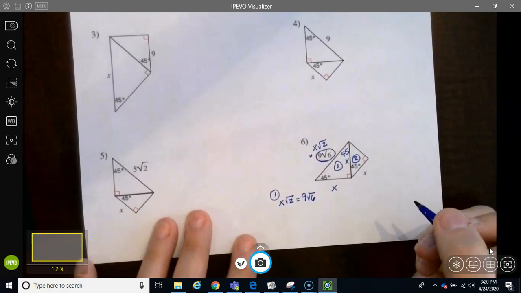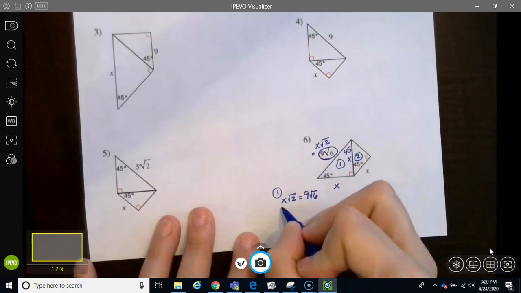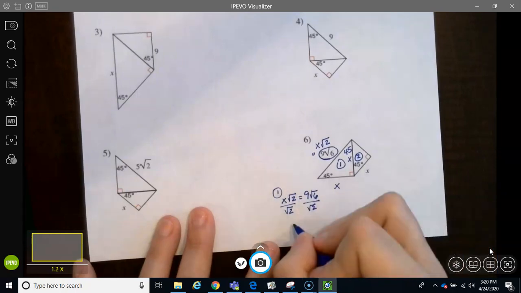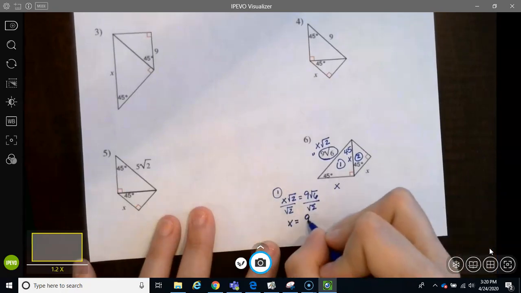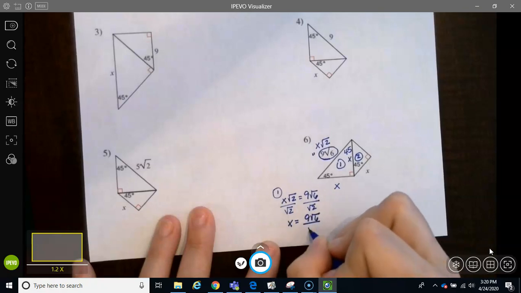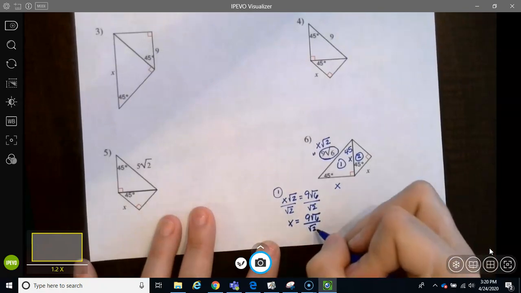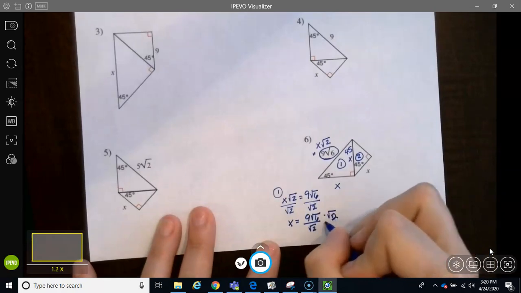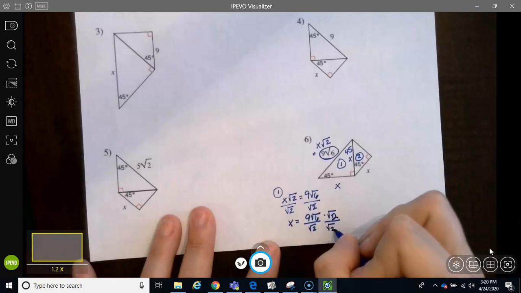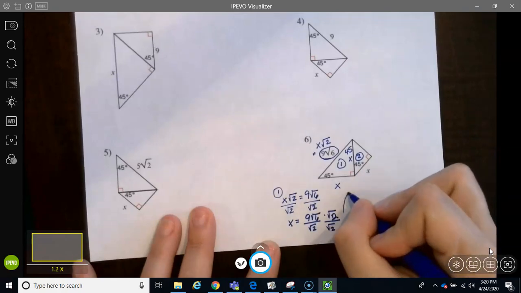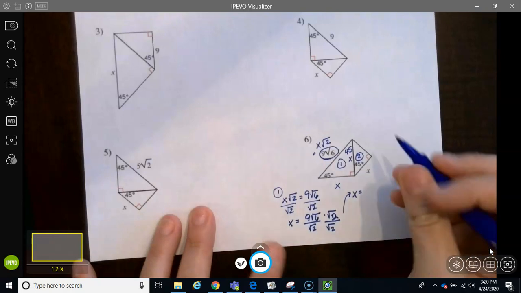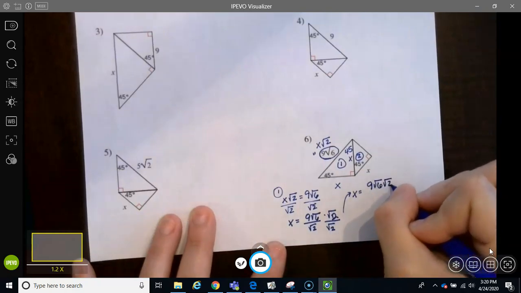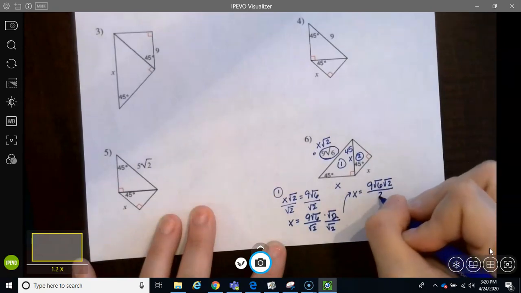And then you work towards getting x by itself. So I divide by square root of 2, divide by square root of 2. We get x equals 9 square root of 6 over square root of 2. Again, we cannot have a square root in our denominator, so we multiply top and bottom by square root of 2. Sorry, my handwriting got a little messy there. I'm going to continue this over here. x equals 9 square root of 6 square root of 2 all over 2.